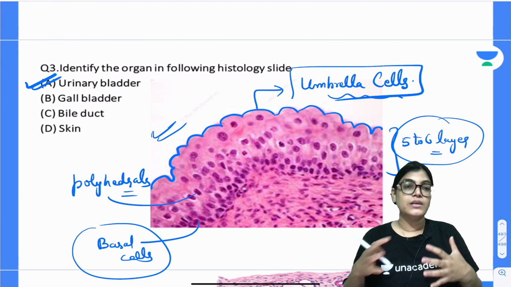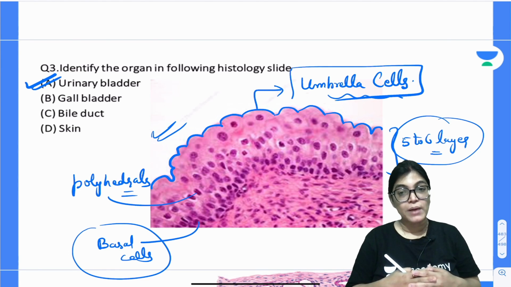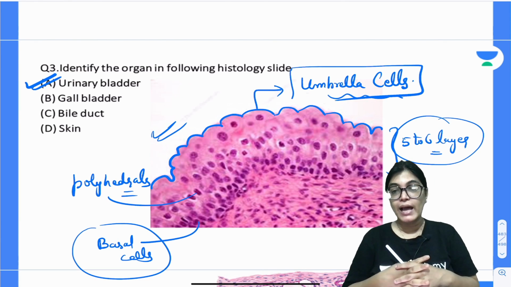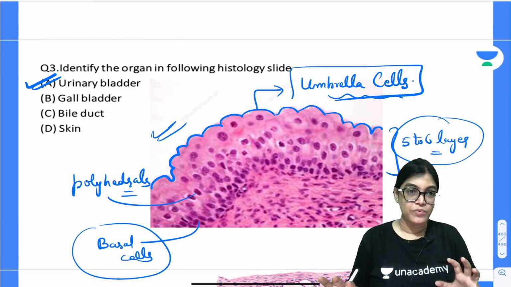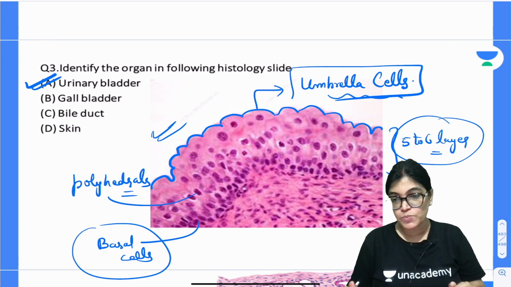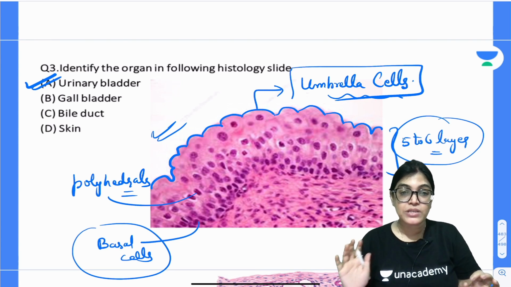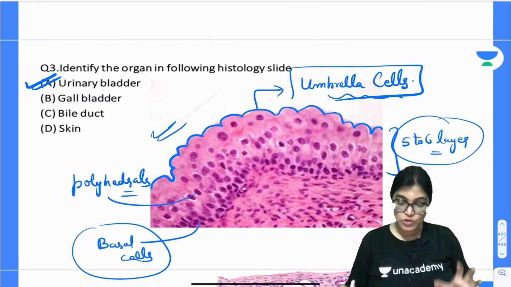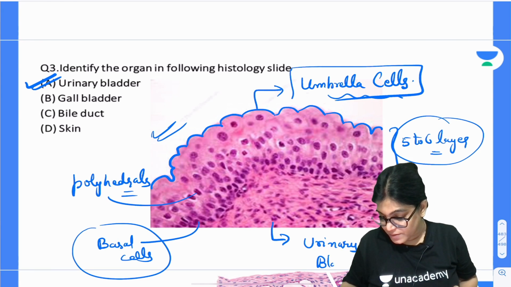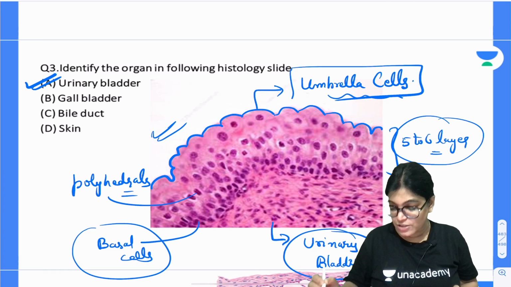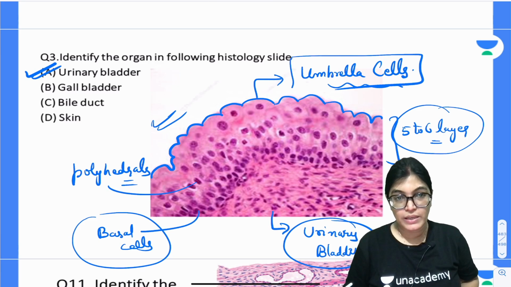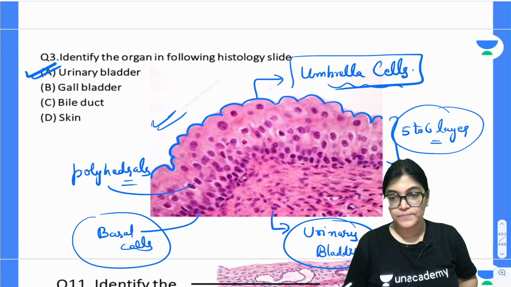Skin can't be the answer because it should have stratified squamous keratinized epithelium. Bile duct is also not, it will have simple columnar epithelium. Gallbladder will have columnar epithelium with brush border microvilli. So the correct answer is the one having transitional epithelium. In this MCQ, the image provided shows transitional epithelium in the relaxed position. This is a slide of the urinary bladder, not stretched but in a relaxed position, showing transitional epithelium or urothelium. A is the perfectly correct answer for question number 3.